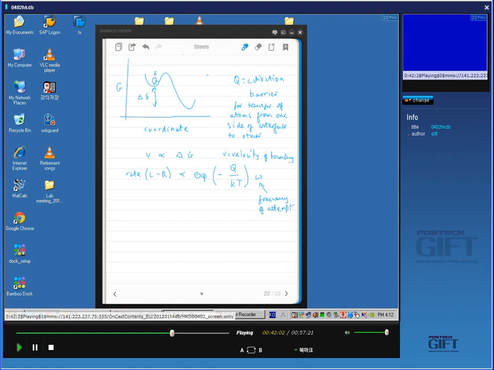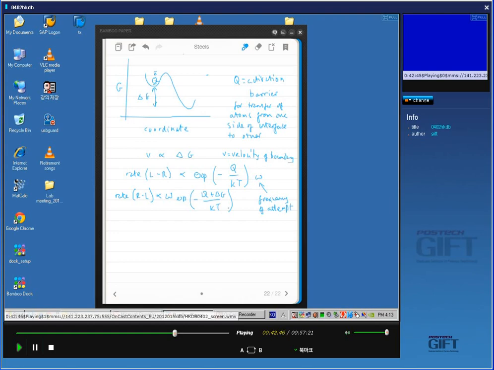Now, in the reverse direction, the rate from right to left will be proportional to omega times exponential of minus (q plus delta g) upon kT, because the barrier for going in that direction is larger. If I want to go from this lower energy state to the higher energy state, I've got to jump a barrier which is delta g plus q, right?